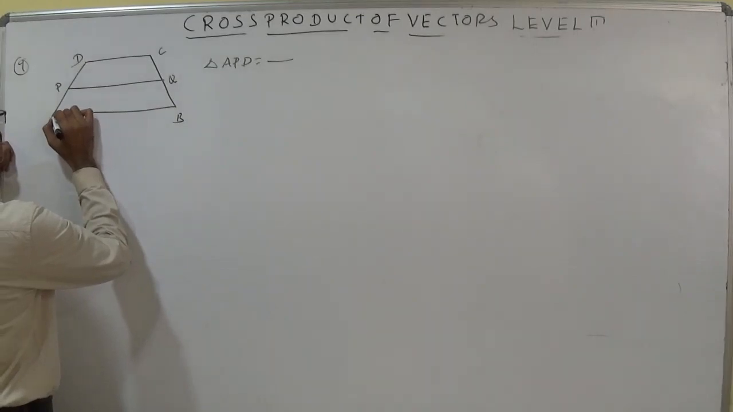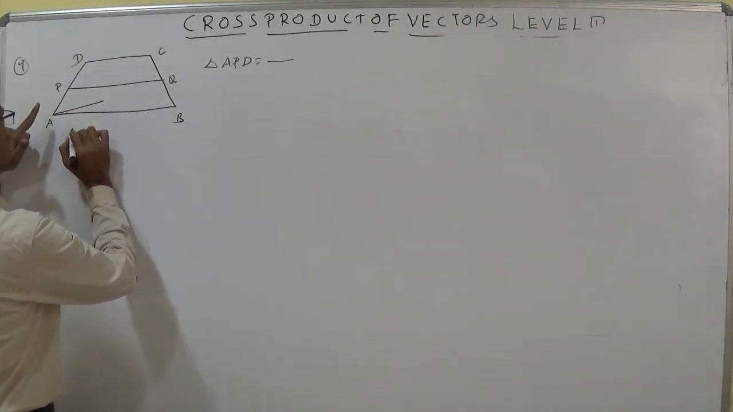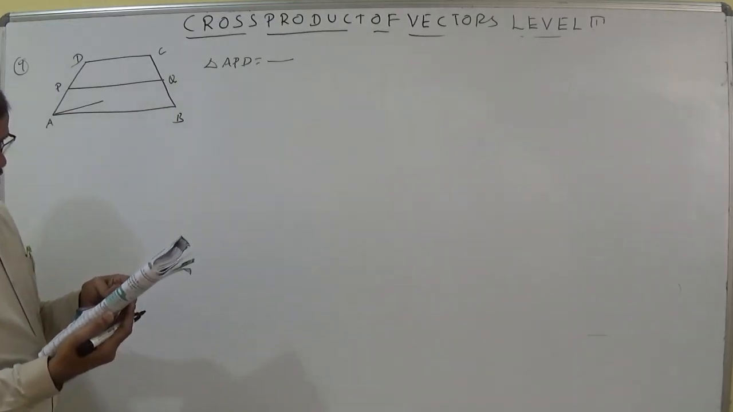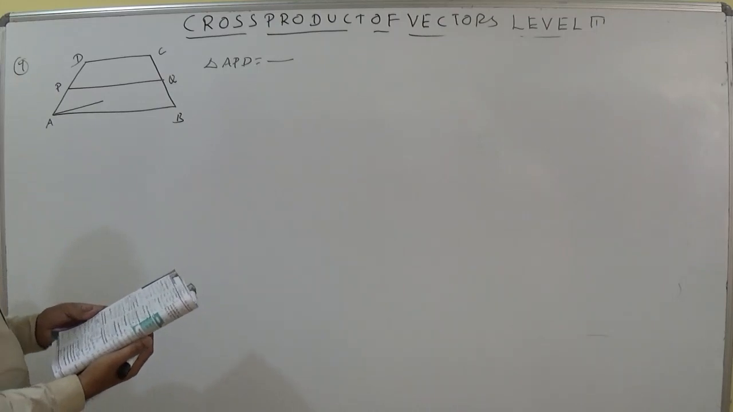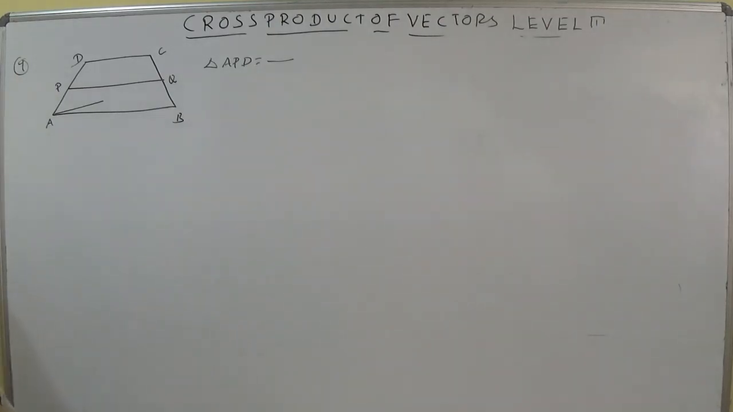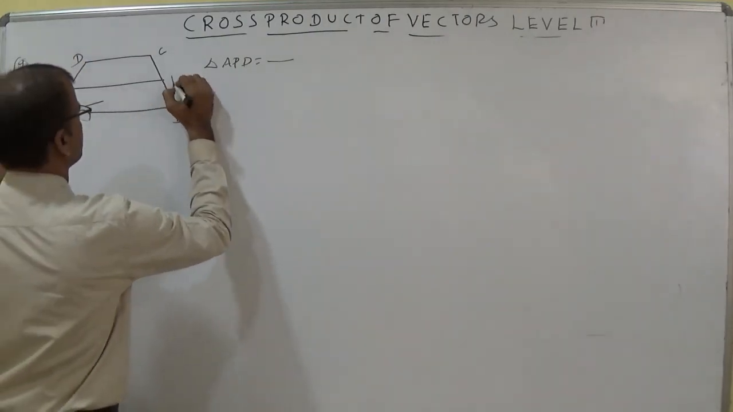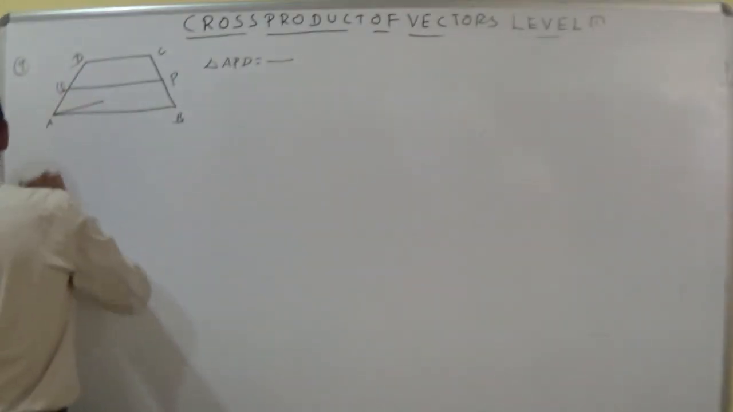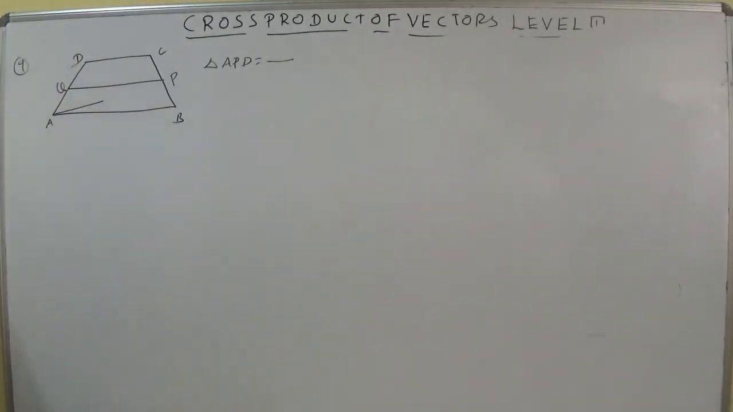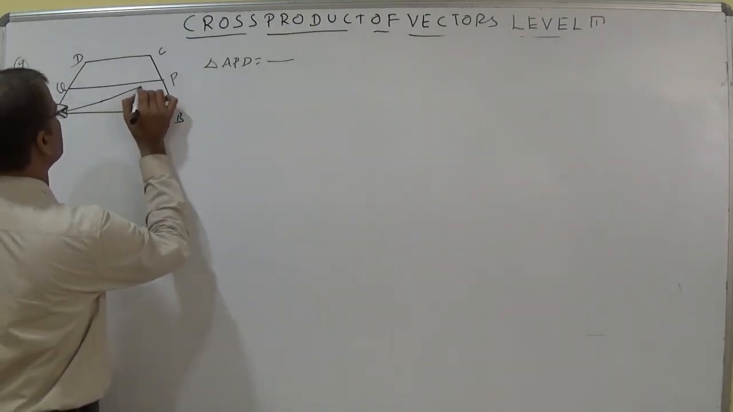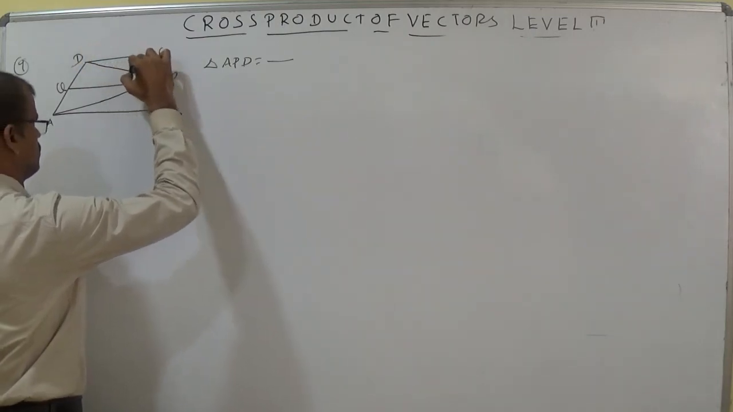Construct the triangle APD. Only APD is given, so we should not take the midpoints like this. You should put the midpoints here: P here and Q here, the midpoints of BC and AD. This is P. So draw it like this. Join AP and this one.